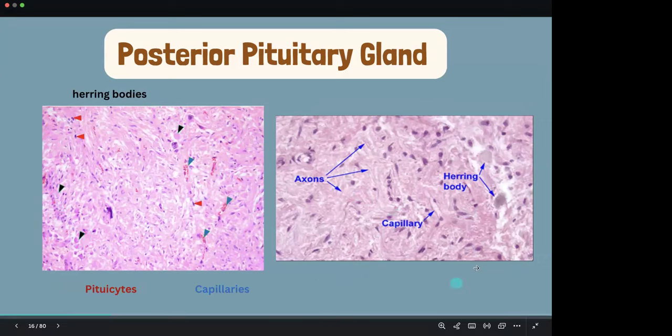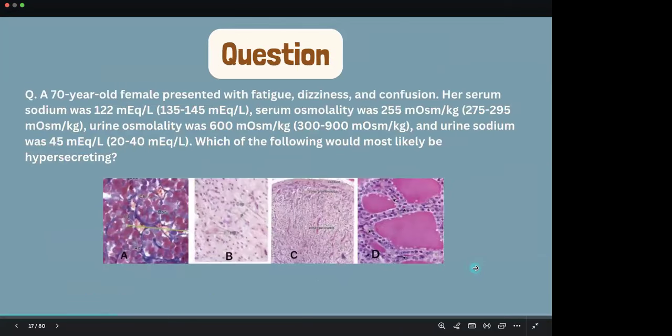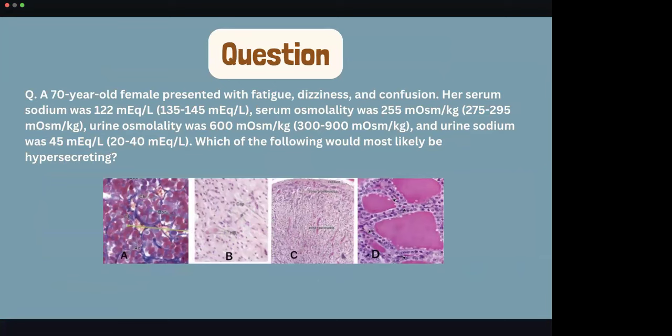And here's another picture also. Now, this is how Dr. Yaqeen will be asking you questions in the exam on the histological portion. A 70-year-old female presented with fatigue, dizziness, and confusion. Her serum sodium was low, her serum osmolality was also low, and her urine osmolality was normal. Her urine sodium was increased. Which of the following would most likely be hypersecreting? I'm going to give you a second to think.